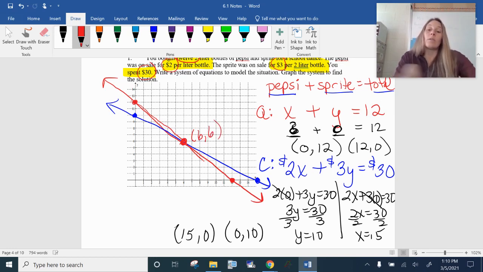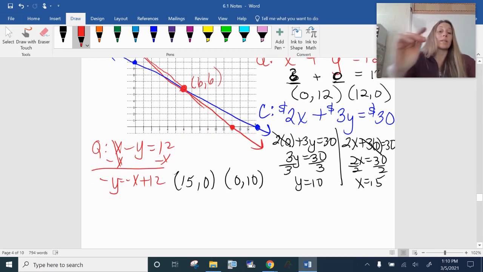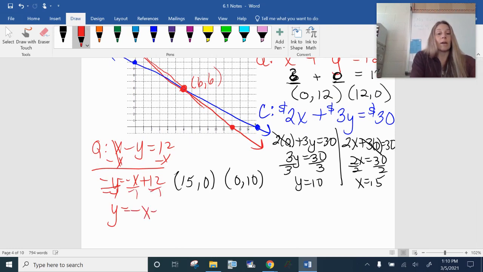Okay, now another way you could do this, of course, you can always get them in y equals mx plus b like we were doing. So if I were to do this equation here in y equals mx plus b, the advantage to this would be that I would have more points on my graph. And then you would be able to a little bit more easily see where they're going to cross. So this would be negative x minus 12.